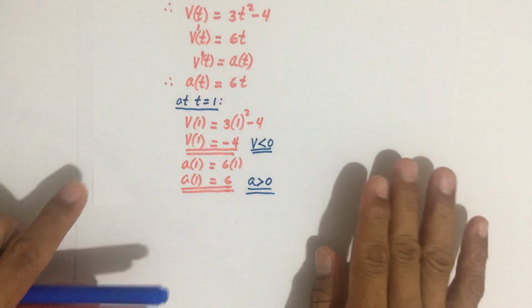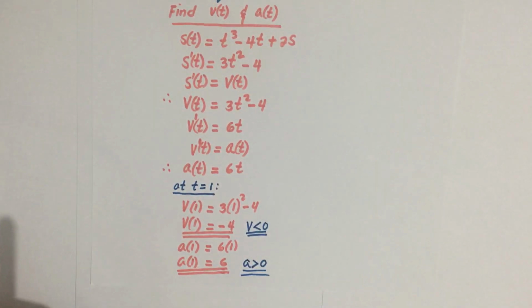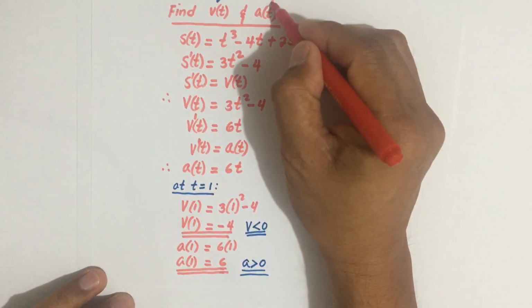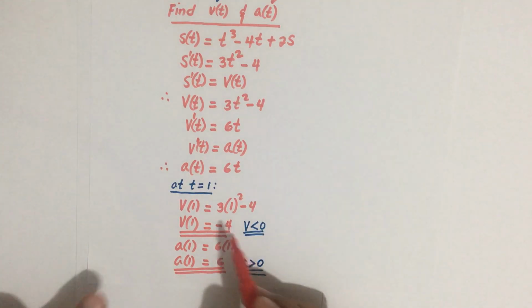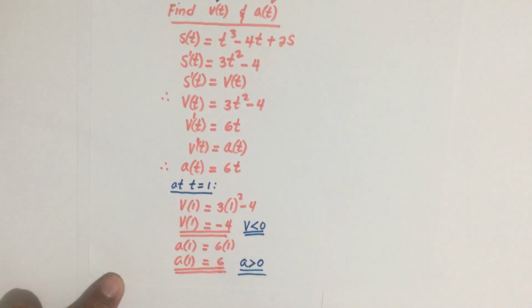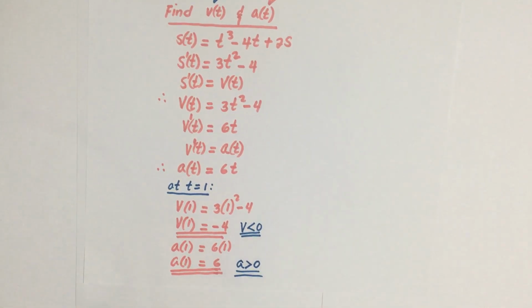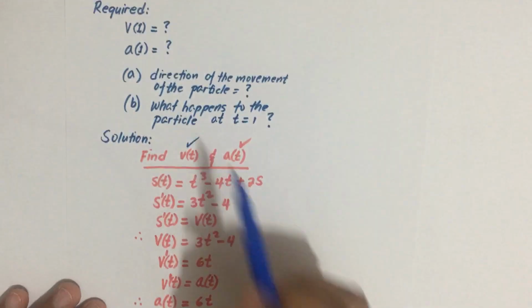Alright, so we have solved our a of t. Now we have determined our v of 1, which is negative, and we can see that this is less than 0. Then acceleration is greater than 0, so that's positive. So what is our answer for a?